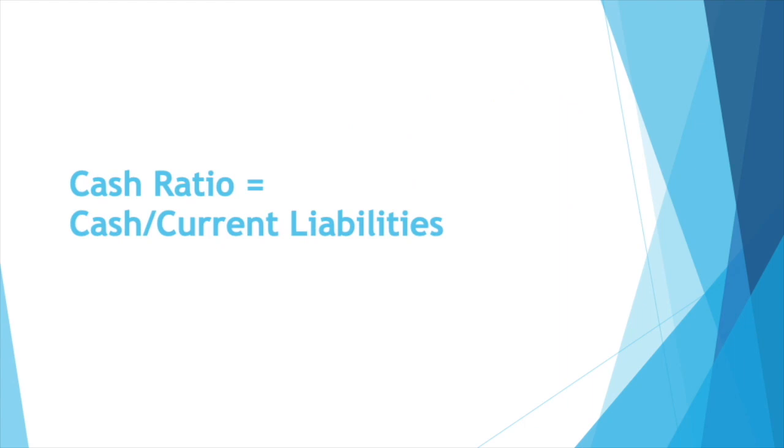Cash ratio equals cash divided by current liabilities. This ratio tells you how capable your business is of covering its debts using only cash. No other current assets are considered in this ratio.